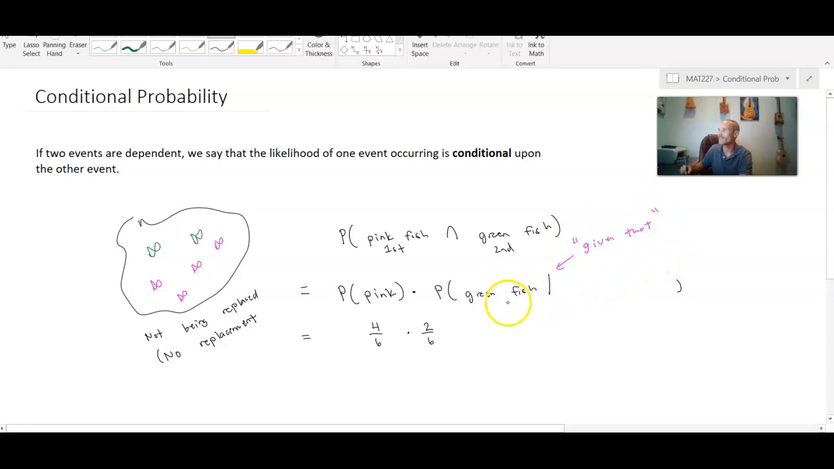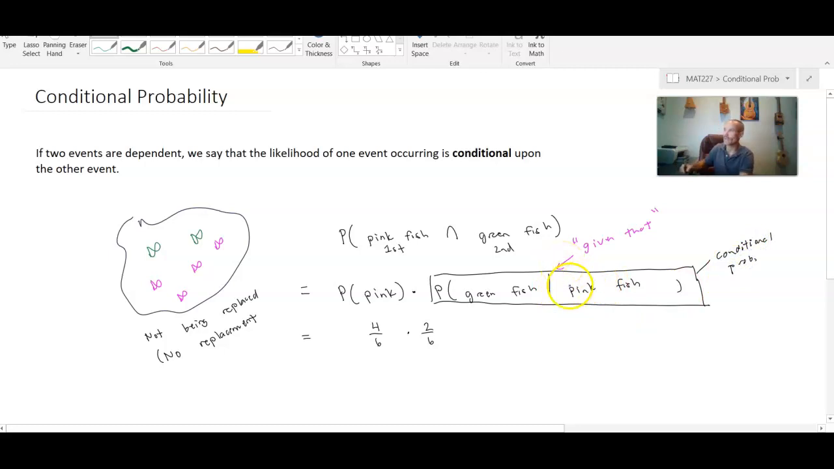And what that means is that I want to know the probability of a green fish being drawn, but I'm going to give you a condition. And the condition is that a pink fish has already been drawn from the pond. So now that probability is conditional, and this is a conditional probability statement right here. So this is what we call a conditional probability. And the condition is what we list to the right of that vertical bar, which stands for given that.